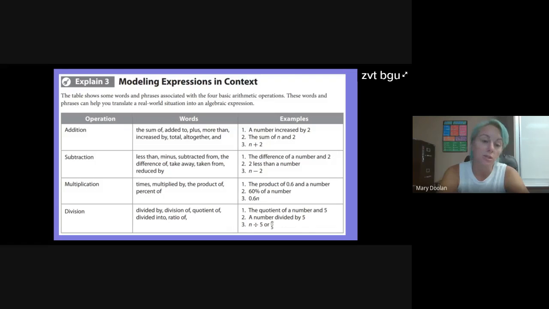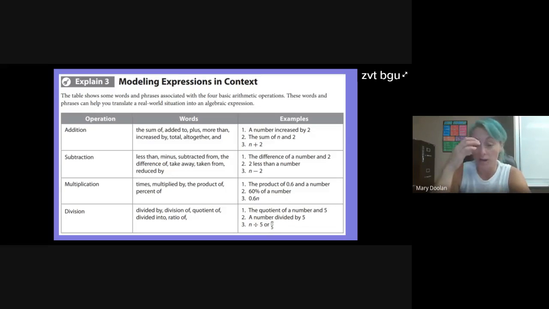So some key words that mean addition: sum of, added to, plus, more than, increased by, total, altogether, and. Right, you see those in a story problem. That's telling you that you're going to have addition. And then they give you some examples there. A number increased by 2. The sum of n and 2. N plus 2. They all mean the same thing, where n is the unknown number.